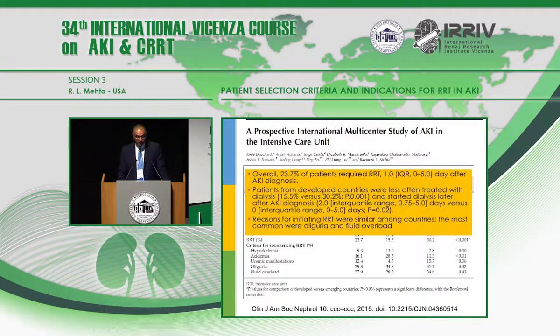And what we found was that in this group, on average 23% of the patients required RRT and it was started about a day after. But more importantly, in the developed countries, they were less often treated with dialysis and started dialysis after AKI diagnosis much later than in the emerging countries. So when we have access to dialysis, have the available technology, we tend to wait. And that, I think, is a universal element which emerges from most of the studies that you look at in observational data. And I'll come back to why that, to my mind, is an important criterion for us to keep in mind.